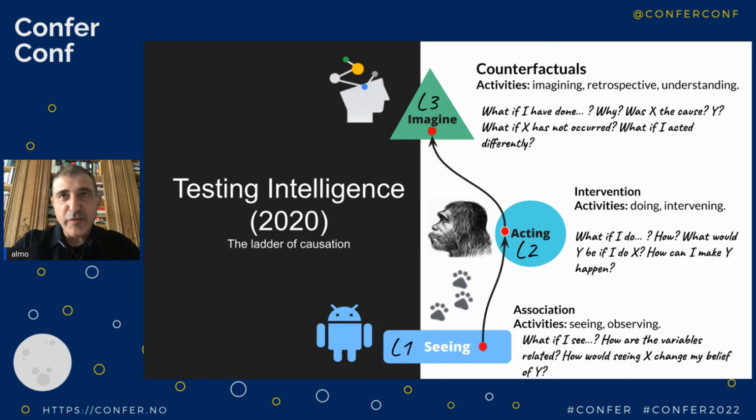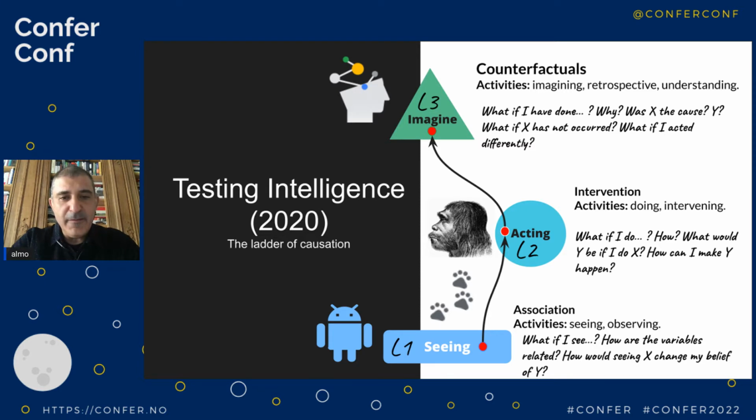The truth is that when we go to the next level, level 2, we are able to act. So we do intervention, in the sense of modifying the world around us and observing what happens. More than that, we are changing the world around us in order to get some results. So we are able to be active in modifying our surroundings. Working at this level, we are able to answer questions like, what if I do X, for instance, or how can I make Y happen?